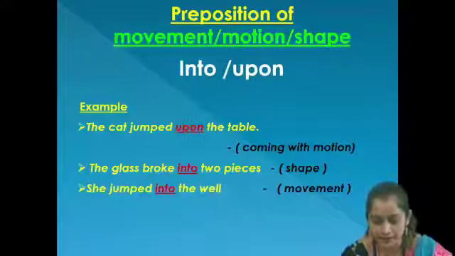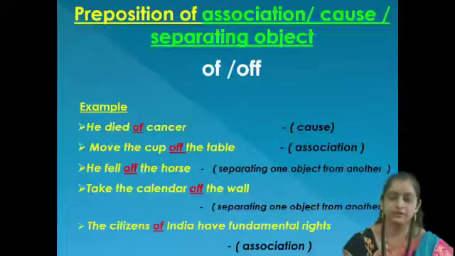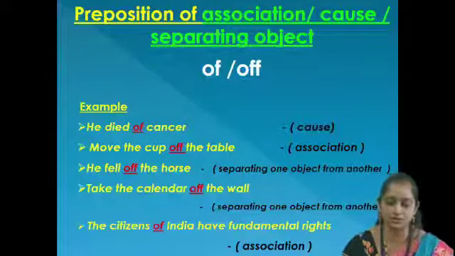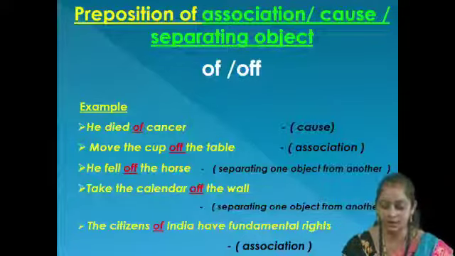Next one is preposition of association or cause or separating object. For example, he died of cancer. In here, the preposition is of and it indicates cause.